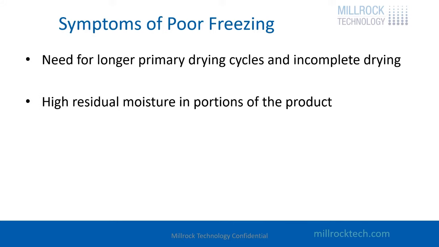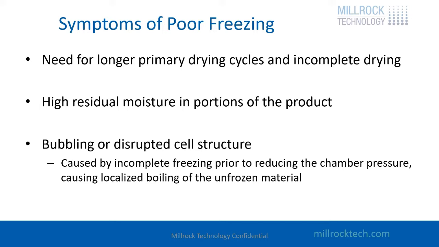It can result in higher residual moisture content at the end of the freeze drying run. And if you have a batch product or a bulk product, portions of your product could have high residual moisture. It can also lead to bubbling or disrupted cell structures, which is caused by the incomplete freezing process. And once you start to reduce the chamber pressure, you can get localized boiling of the unfrozen material, causing problems.